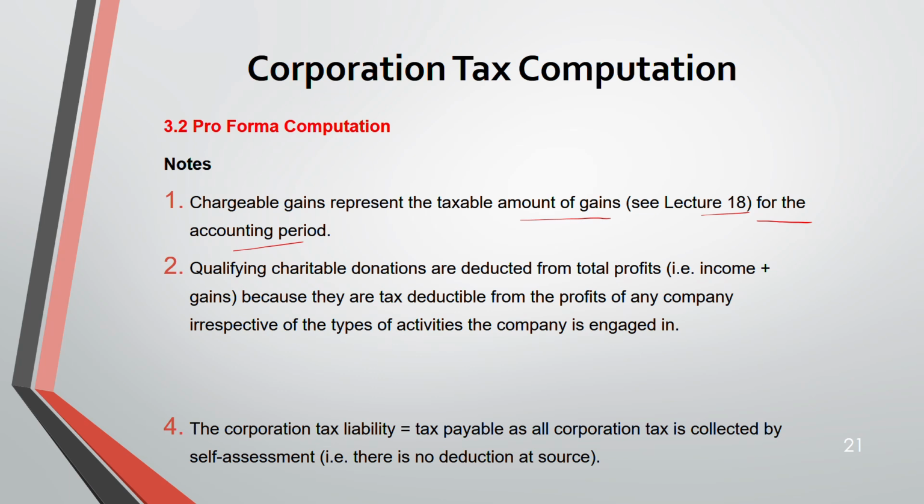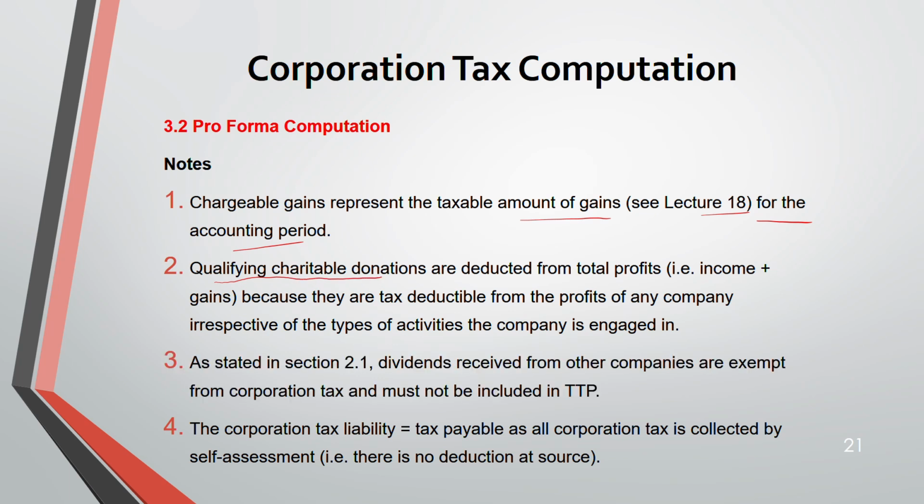So, they are tax deductible from the profits of any company, irrespective of the types of activities that the company is engaged in. You can be a trading company, you can be an investing company, doesn't matter. This QCD you have to deduct from the profits of any company. Note 3. As stated in section 2.1, dividends received from other companies are exempt from corporation tax. That's why they do not form part of your taxable total profit also. Ignore them. But they will be given to you in the question.